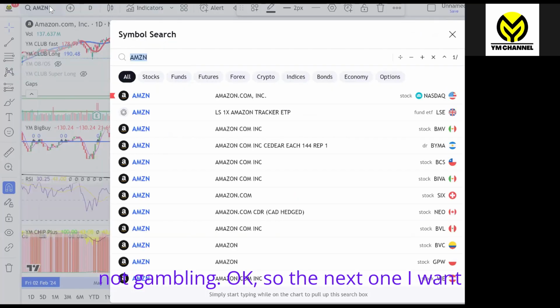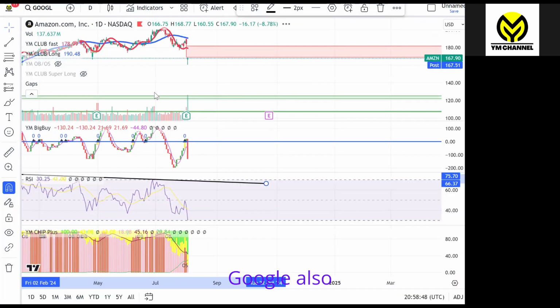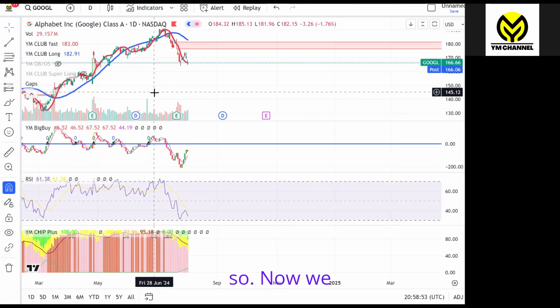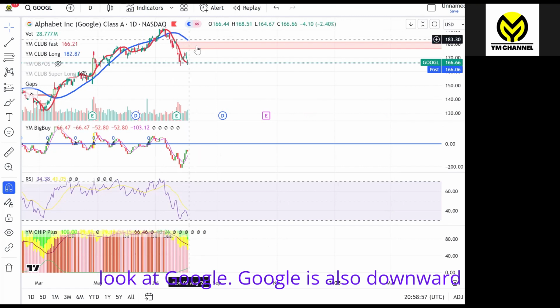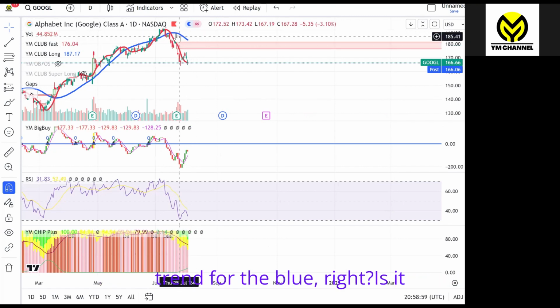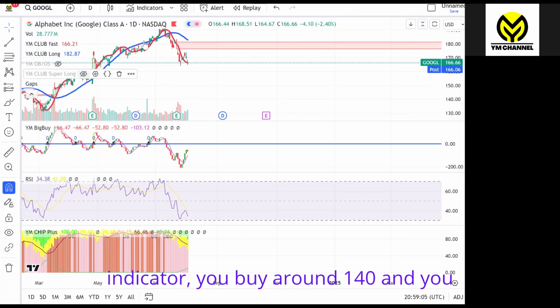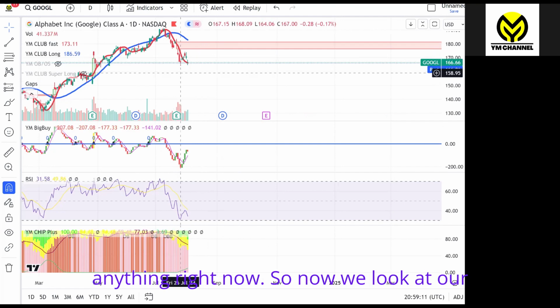Okay. So the next one I want to look at is Google. Last time I mentioned Google also. So now we look at Google. Google is also a downward trend for the blue, right? Is it correct? So it's very easy. If you have my indicator, you buy around 140 and you sell around 188. Okay, and now you shouldn't hold anything right now.